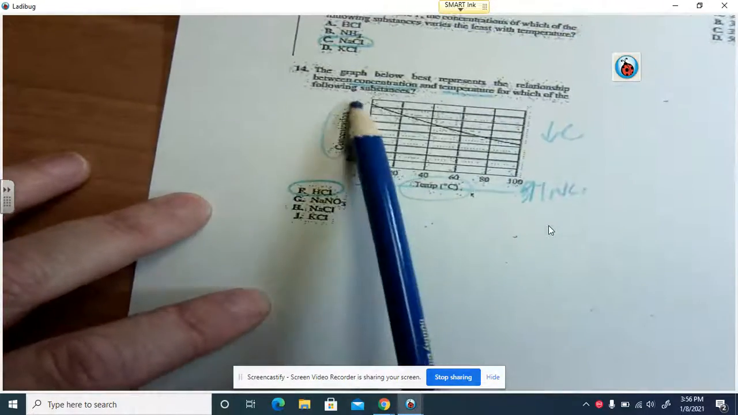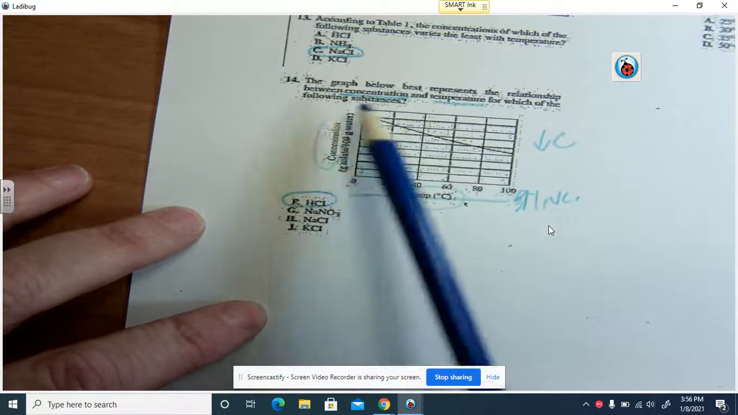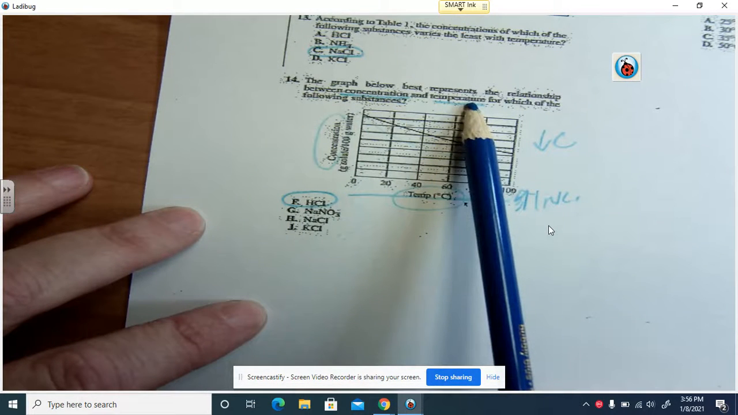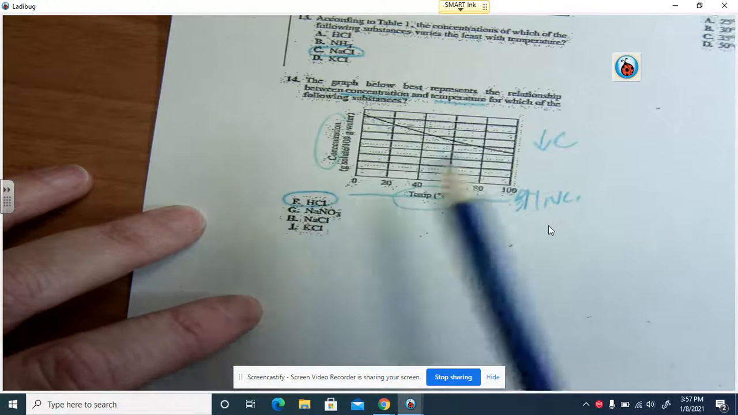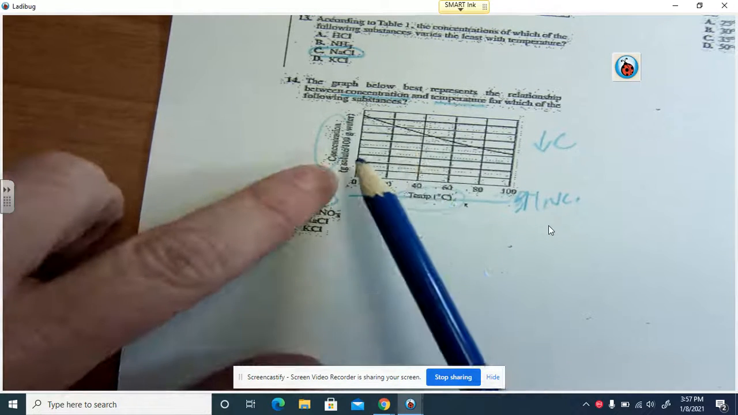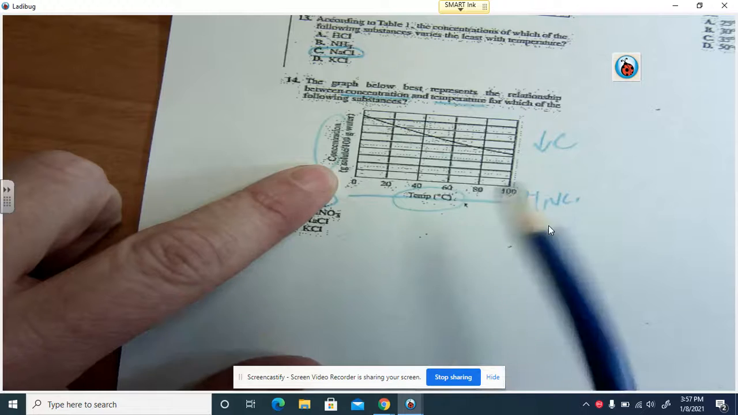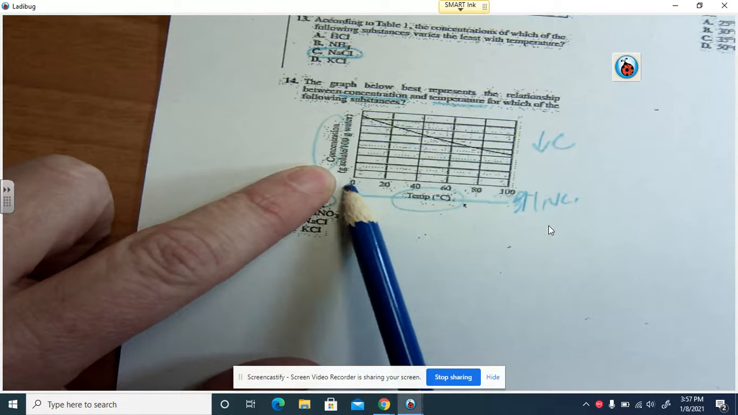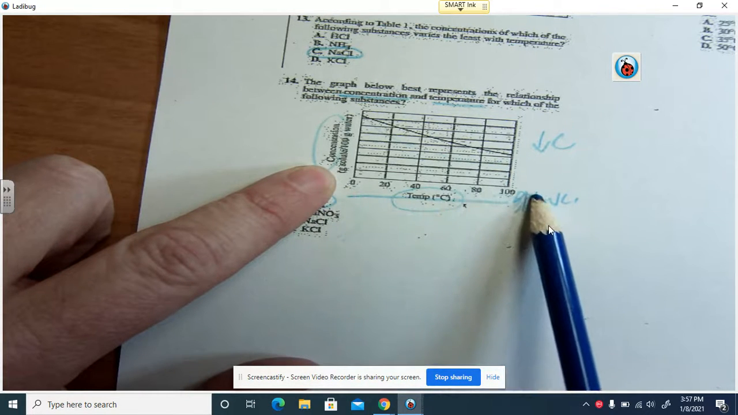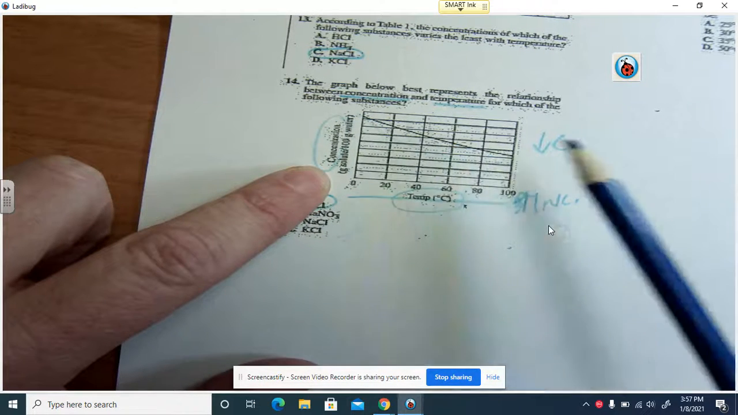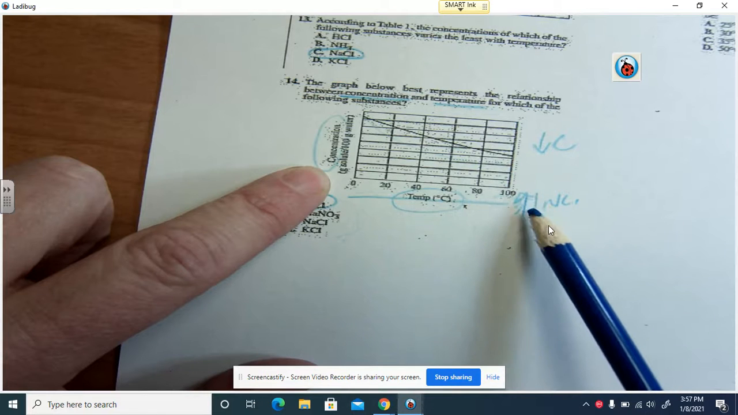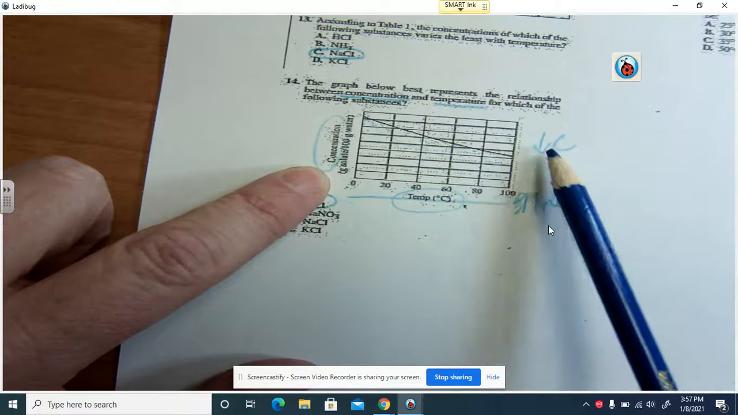Here, it says the graph below represents the relationship between concentration and temperature for which of the following substances? So here are the substance choices right here. If you look back at this table, you're comparing concentration with temperature. As temperature goes up, as it increases, what happens to the concentration? It's going down. So what you're going to go back and look for is as the temperature goes up, the concentration should go down for which of these substances.